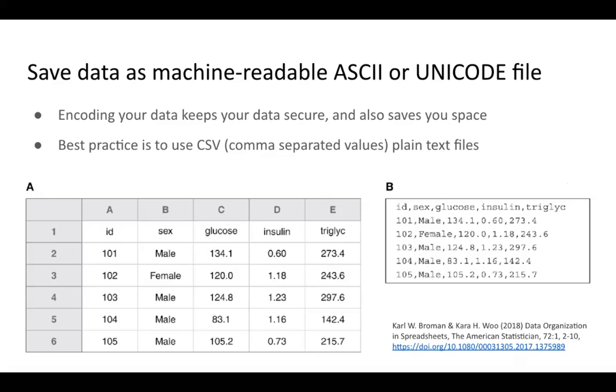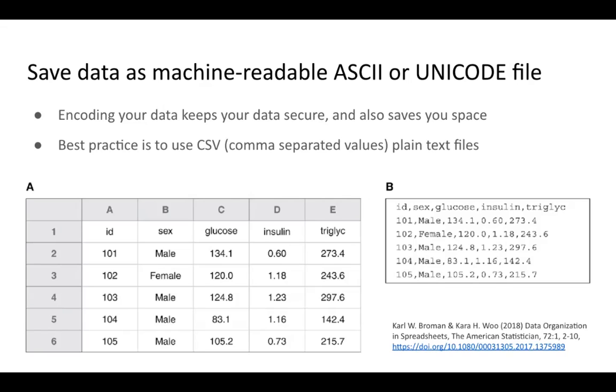So save your data as machine readable, ideally as a CSV or comma separated values file. Encoding your data keeps your data secure and also saves you storage space. Also, storing the data you're going to work with for analyses in Excel's default file format is not a good idea. This proprietary format may not be available in the future. You won't be able to open it. Also, other spreadsheet software may not be able to open files saved in this proprietary format.